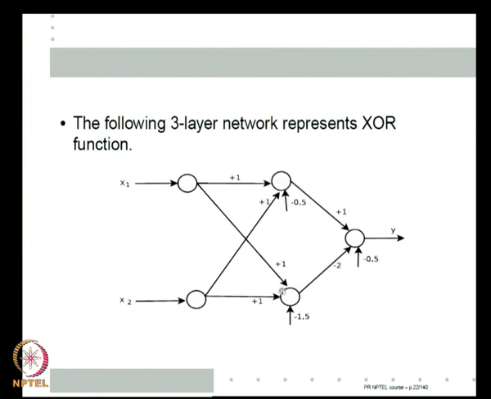If the outputs of both these nodes are 0, that means both are not 1 and not even one of them is 1. So, it is all zeros. When everything is 0, I want y to be 0, that is easy to achieve by having a negative bias of minus 0.5. When the output of this hidden node is 1, whereas the output of this hidden node is 0, that means one of them is 1, but not both. Then I want y to go to 1.